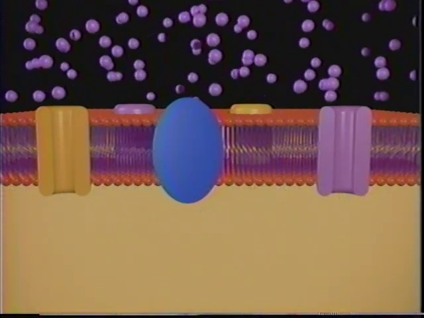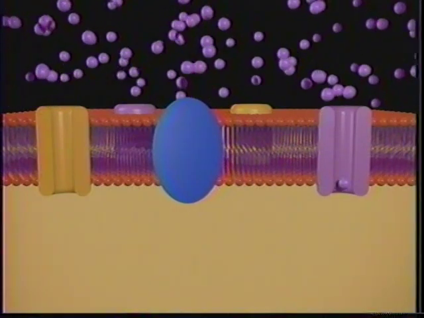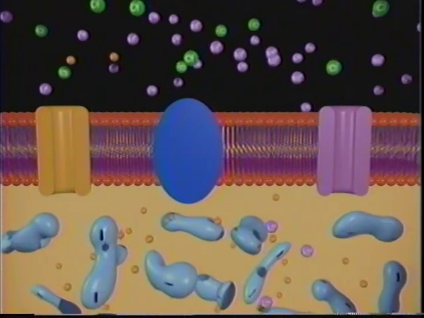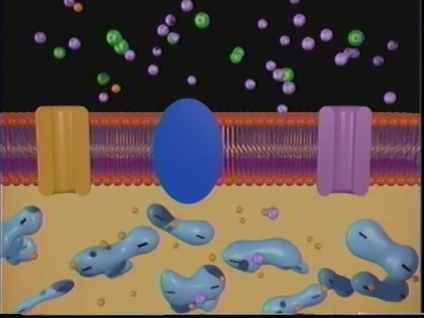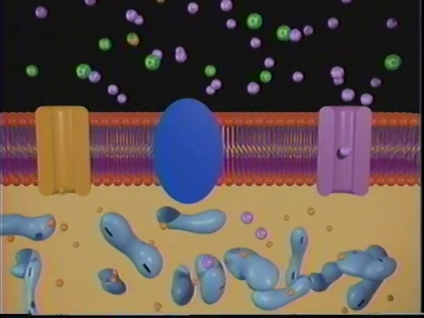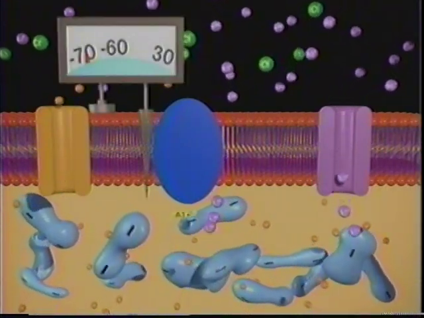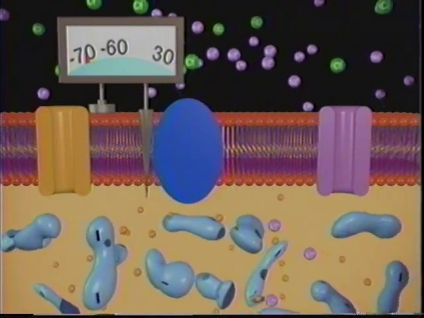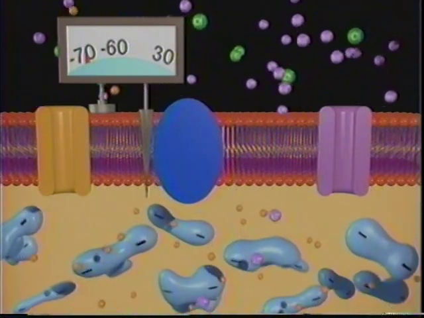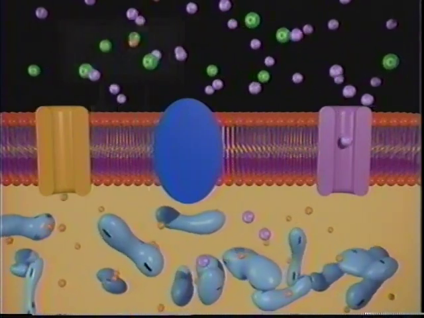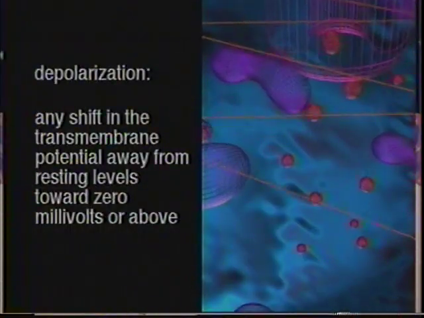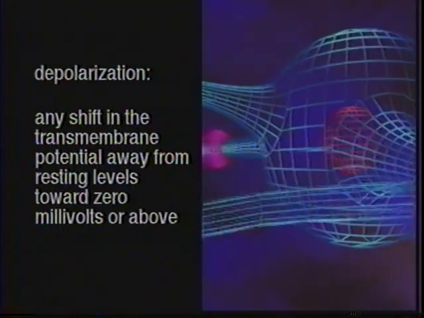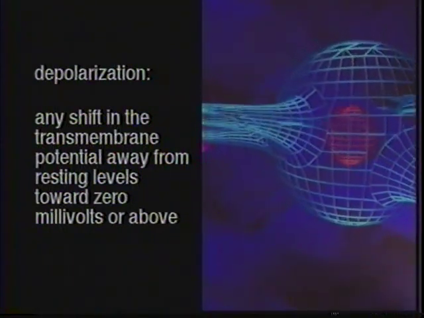Sodium ions slowly leak into the cell. They follow both chemical and electrical gradients and enter the cell. The difference in positive and negative ion distribution across the cell membrane creates a polarization that can be measured as a transmembrane potential. The transmembrane potential of a resting cell is about -70 millivolts. Any shift in the transmembrane potential away from resting levels towards 0 millivolts or above is called depolarization.